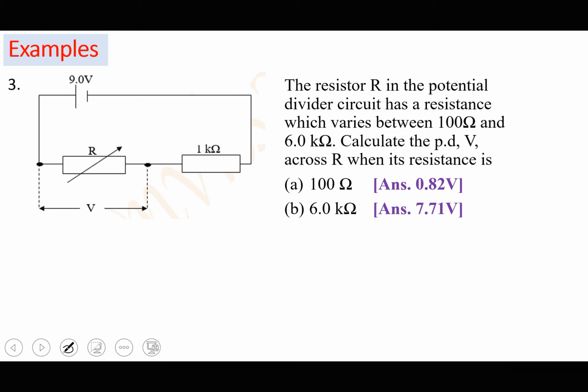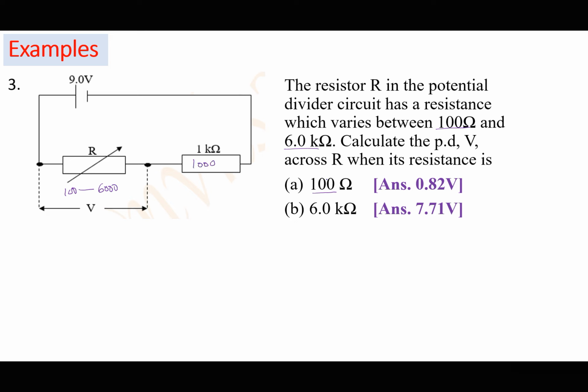The resistor R in the potential divider circuit has a resistance which varies between 100 ohms and 6.0 kilo ohms. Calculate the PD across R when its resistance is 100 ohms and when its resistance is 6 kilo ohms. Okay, even though I didn't want to solve this because I've given an example, I'll just try to do it. So R varies between 100 to 6 kilo ohms, that is to 6,000, but this one is fixed at 1,000.